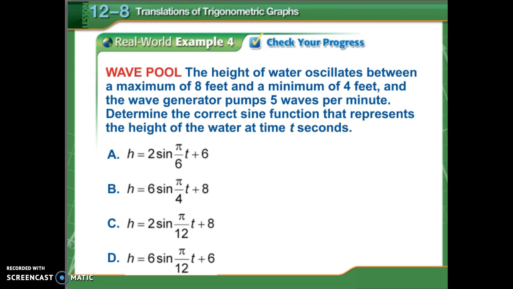We have a check your progress problem for example 4. Go ahead and pause the video, read through the problem. It's very similar to the one we just did. Work out your answer. You need to come up with the equation, so you have to find the amplitude, the period, and the vertical shift for this problem. Once you have your answer, go on to the next slide.